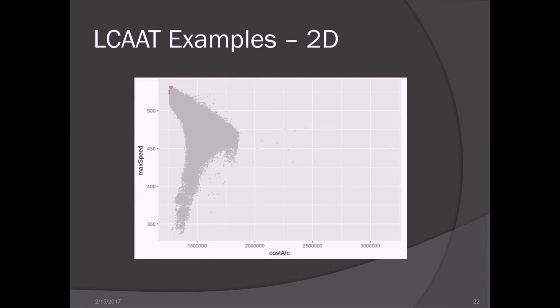In this example, we're looking at the maximum speed of the LCAAT versus the cost. Again, we're looking to have the Pareto points clustered up in the upper left-hand corner. And here you can see something a little counterintuitive, which is that as the cost increases, the maximum speed in the design actually decreases.